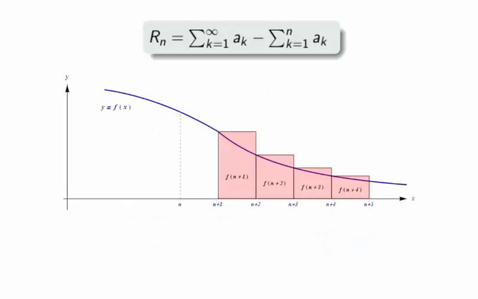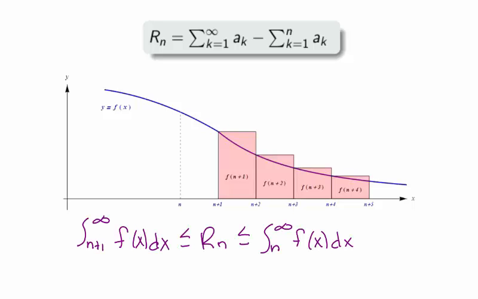Similarly, by instead doing a left endpoint approximation, we obtain that Rn is greater than or equal to the integral from n plus 1 to infinity of f of x dx. Therefore, we conclude that the integral from n plus 1 to infinity of f of x dx is less than or equal to Rn, which is less than or equal to the integral from n to infinity of f of x dx, where Rn is the remainder.